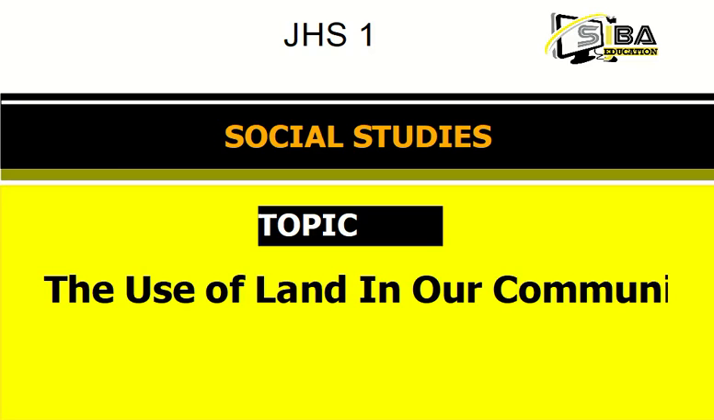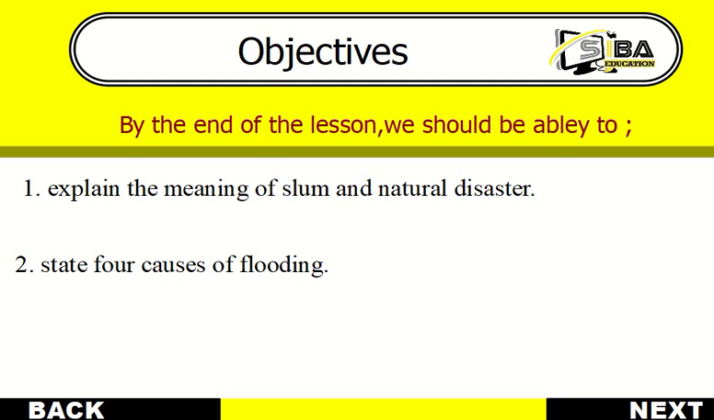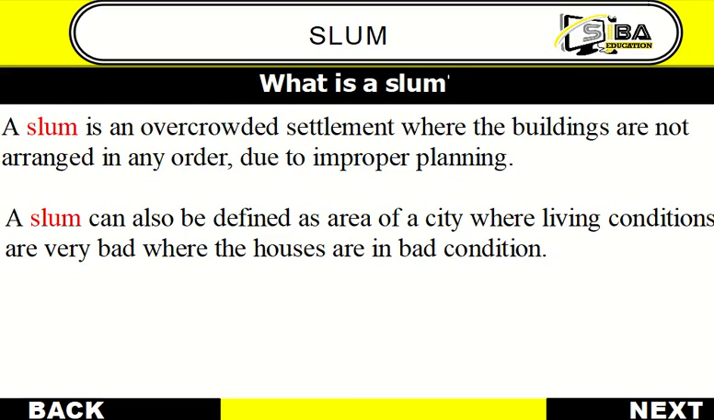Today, we are going to talk about the use of land in a community. That is the topic we are studying at the moment. Don't forget, we talked about the type of settlements last week. But today, our focus is going to be on slum and natural disaster. So by the end of the lesson, you should be able to explain the meaning of slum and natural disaster, and then state 4 causes of flooding. That is our objective for the lesson for today.